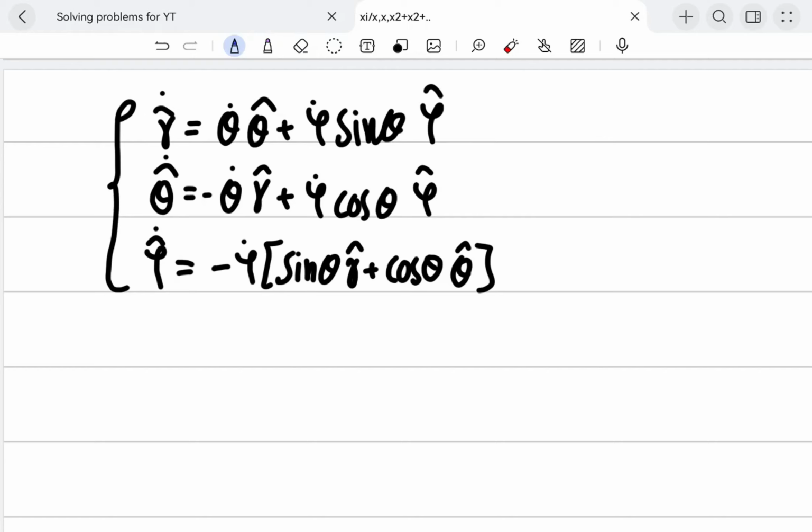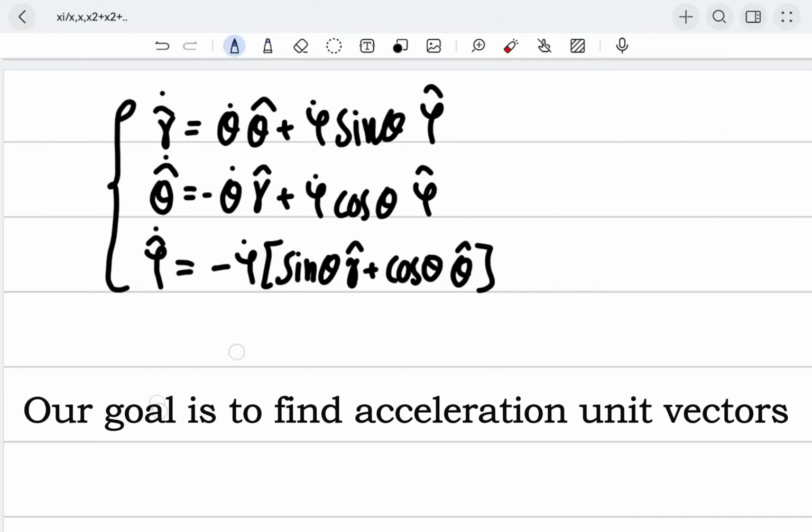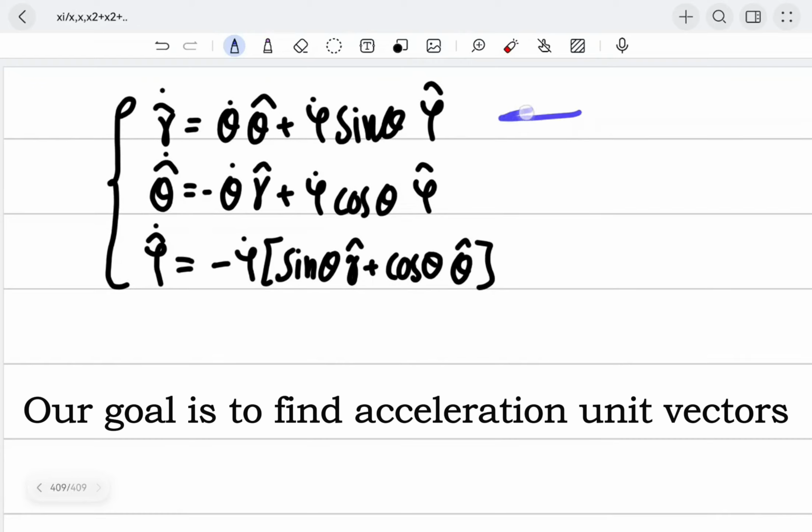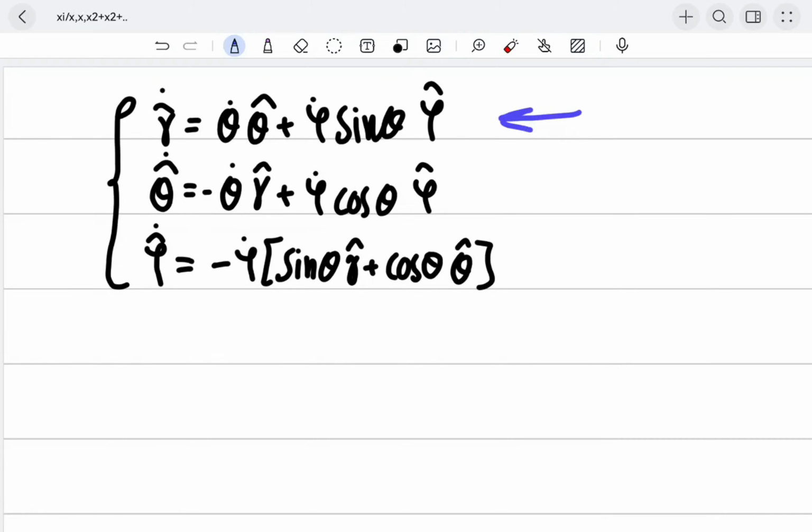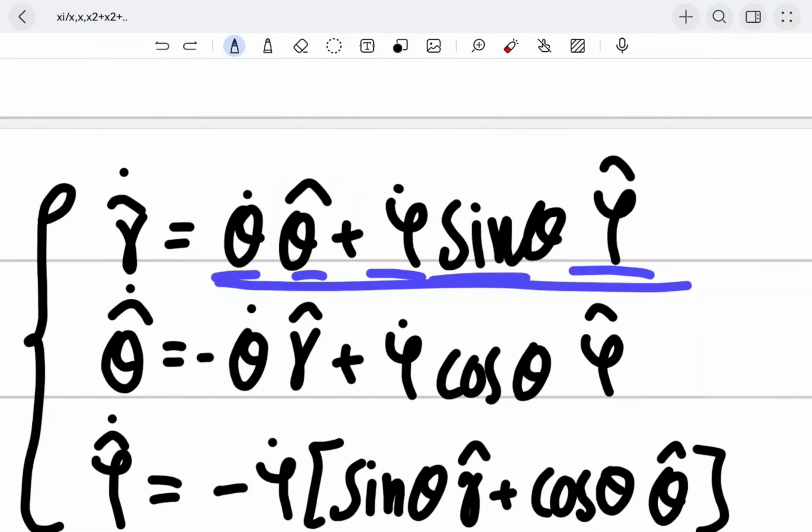In this video, we are going to find the acceleration unit vectors in spherical coordinates. These are velocity vectors for the spherical coordinates we derived in the last video. So we are going to differentiate this with respect to t. We are going to do product rule for this term and triple product rule for this term. I will do it in an easier way.